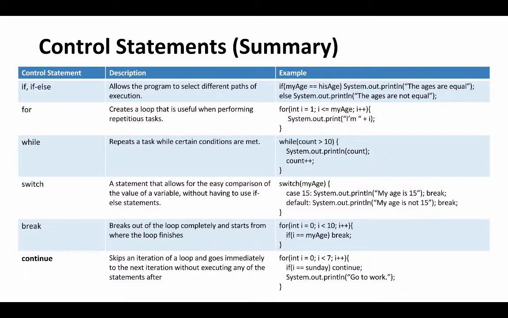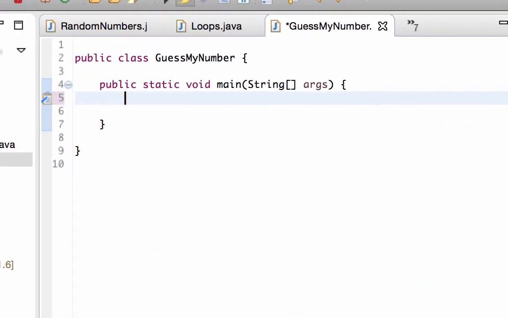Which statements can you use to check whether the user's number is too high, too low, or just right? And how can you keep on repeating doing this? Let's go over the game now.